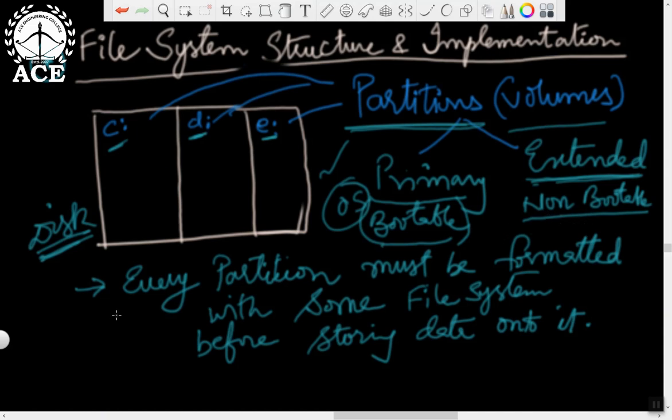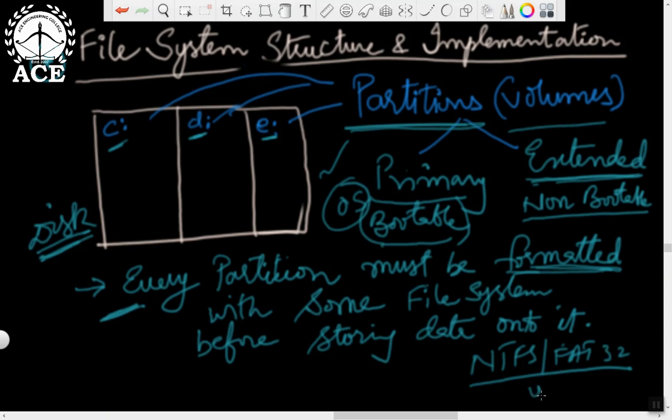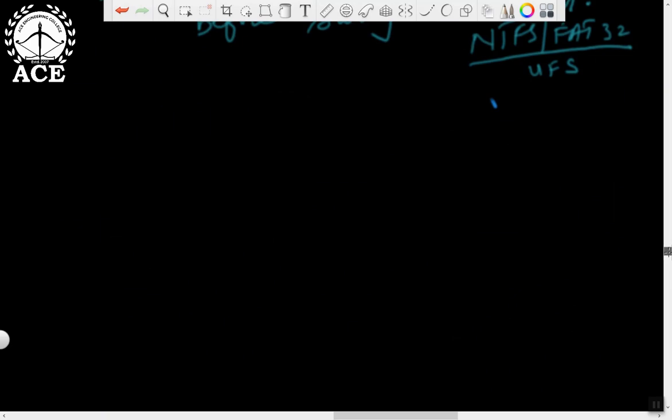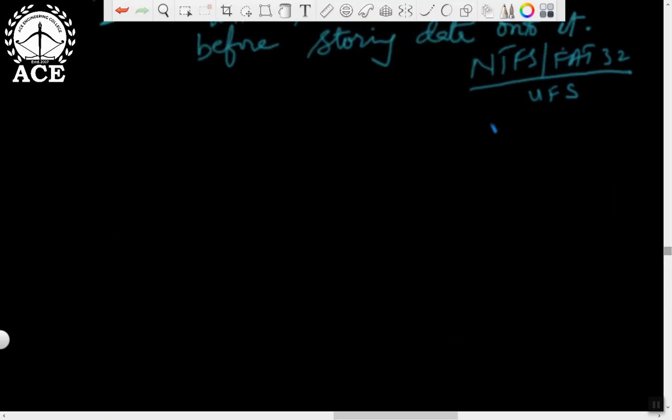Now second important point, please understand, every partition like C, D, E, which is maybe primary or extended, must be formatted with some file system before storing data onto it. Maybe I can format it with file systems like NTFS or FAT32. Okay, these are the things which we generally use it, NTFS or FAT32, or Unix file system. This is called UFS, Unix file system. So it has to be formatted with some file system.